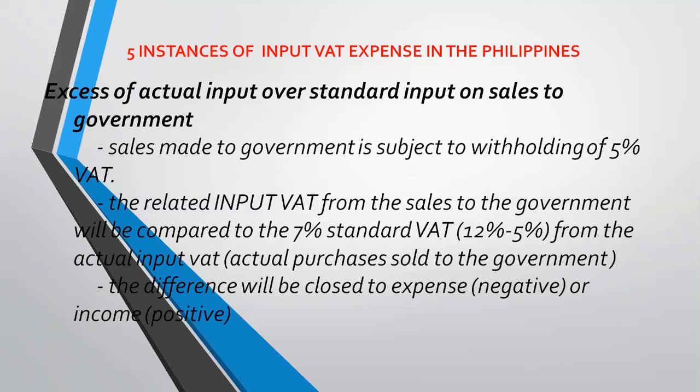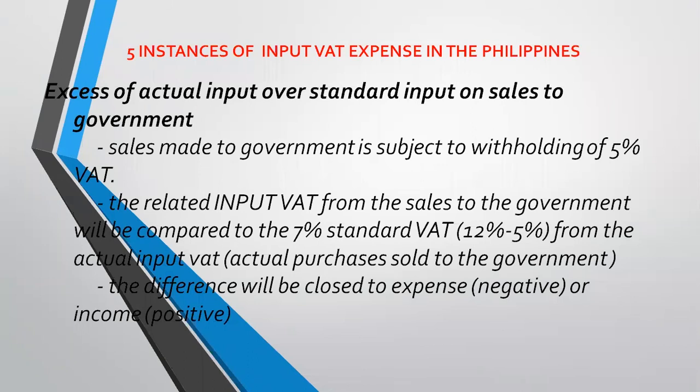Excess of actual input over standard input on sales to government. The government is an authorized withholding agent of taxes. So when there is a sale to government agencies, the government agency is authorized to withhold taxes. If you sell to the government agency, then it is authorized to withhold 5% value added tax. So the related input VAT from the sales to the government will be compared to the 7% standard input VAT, from the actual input VAT. The difference will be closed to either an expense or income account.